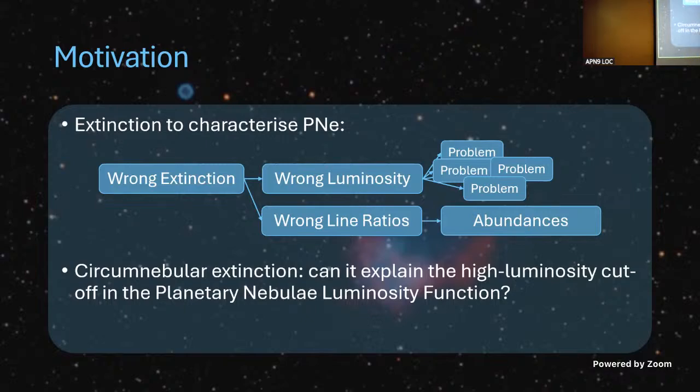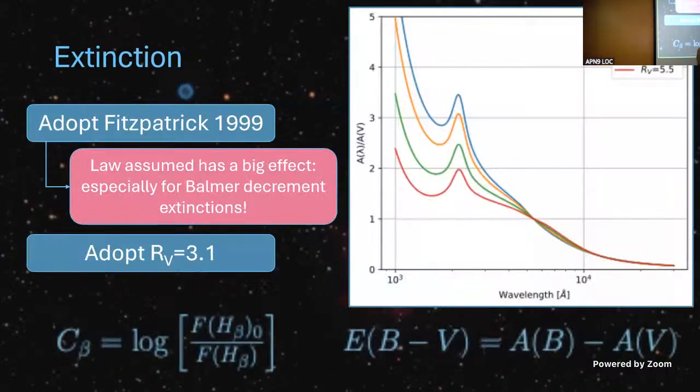We're also interested to see if we can unpick the interstellar versus the circumnebular extinction, because circumnebular extinction has recently been suggested as an explanation for the high-end luminosity cutoff in the planetary nebula luminosity function. So, a quick brief on extinction for anyone who's not particularly familiar. Extinction obviously has a wavelength dependence, it has a reddening effect, and it's normally characterized by a number of different dust extinction laws. We adopt Fitzpatrick 1999.